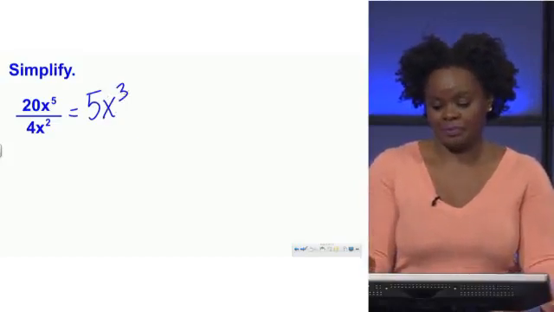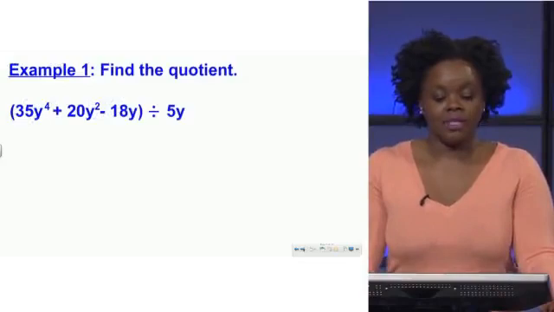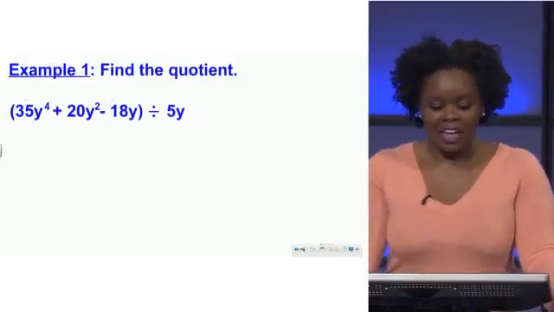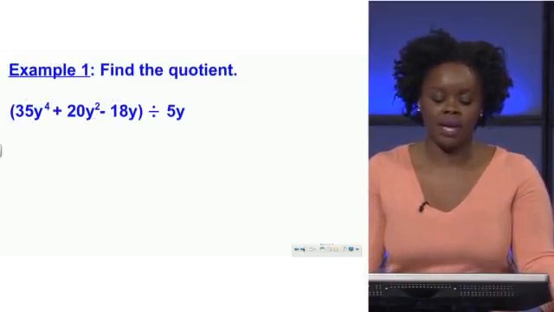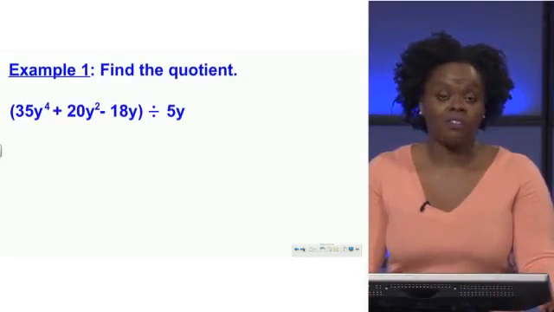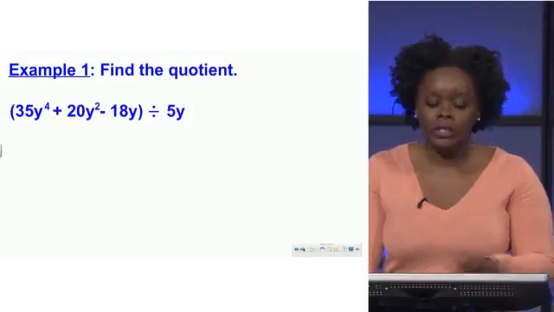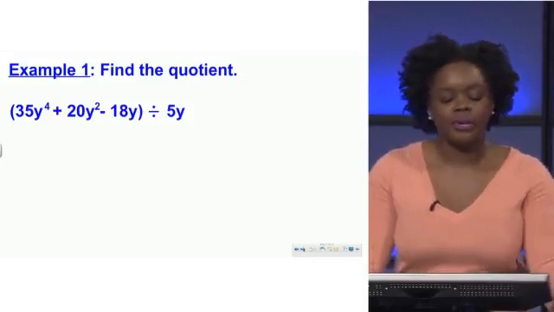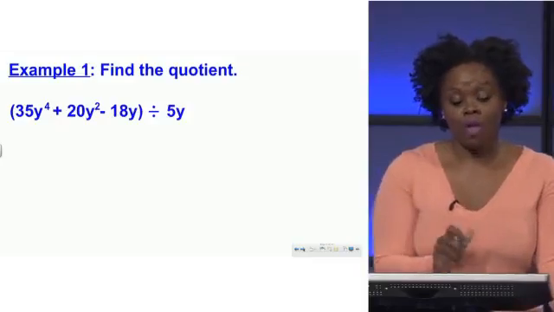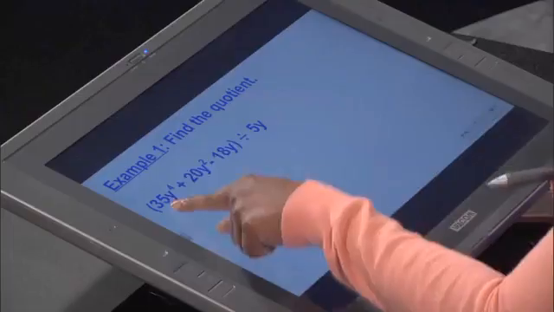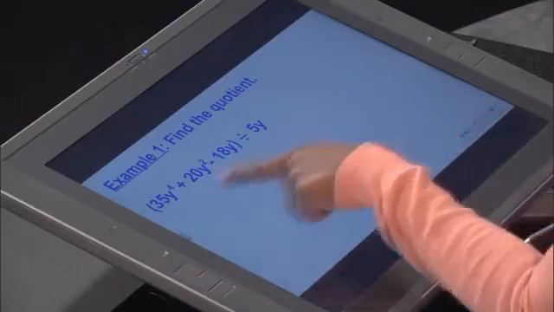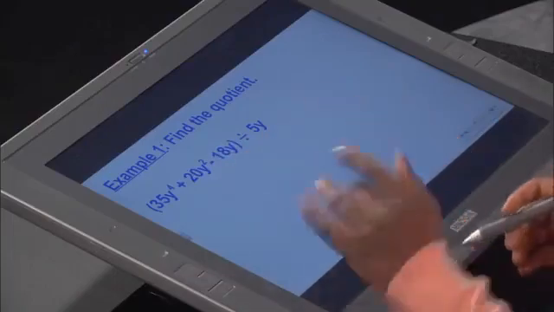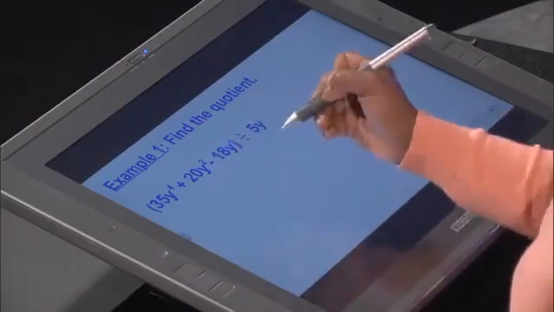Okay, look at this one. Deep breath, because that's a long one. We've got 35y to the fourth plus 20y squared minus 18y, that whole quantity, and we're going to divide it by 5y. It looks a little intense, but it really breaks down to something really simple. All we're going to do is take each of these terms and divide it by 5y. I'm going to rewrite this a little differently because I think it might make you a little more comfortable if you saw it like this.